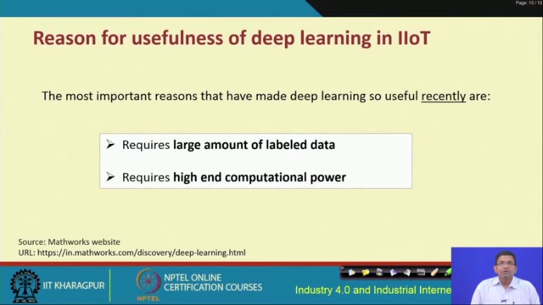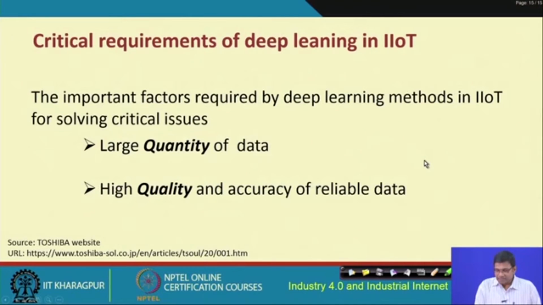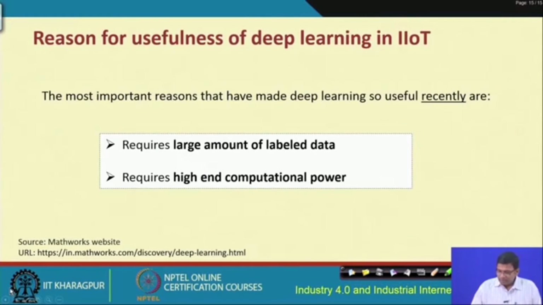So, high end computational power is available at low cost, and coupled with that the availability of large amounts of data has also increased, and the requirements for both of these have also increased. Consequently, people have realized nowadays that deep learning has a lot of benefits because of these necessities.